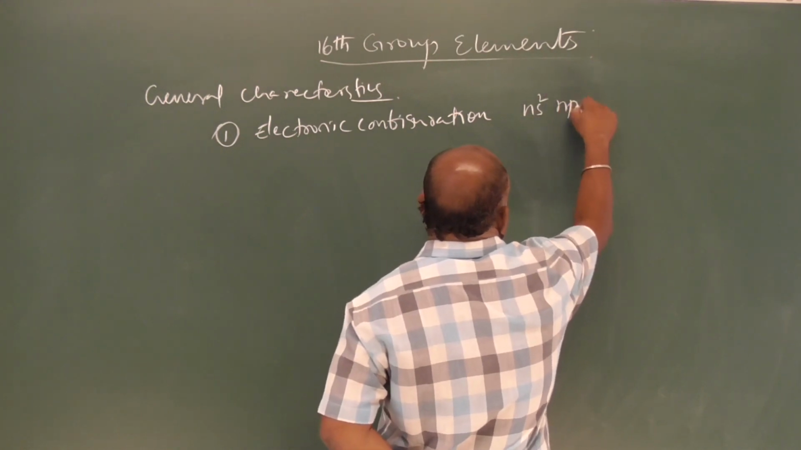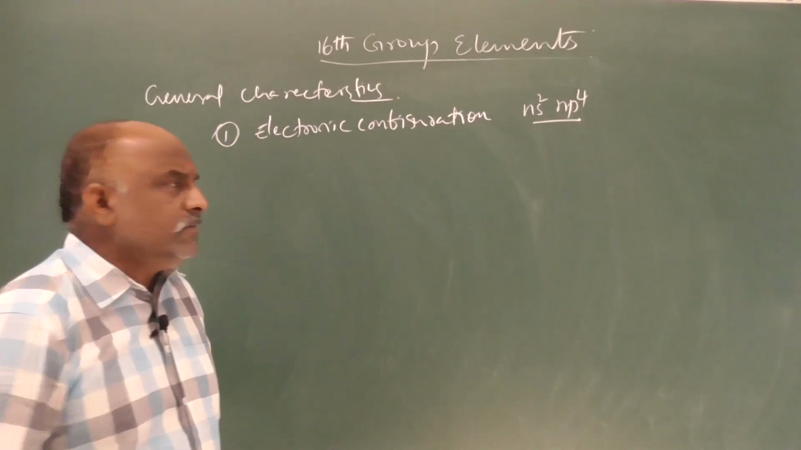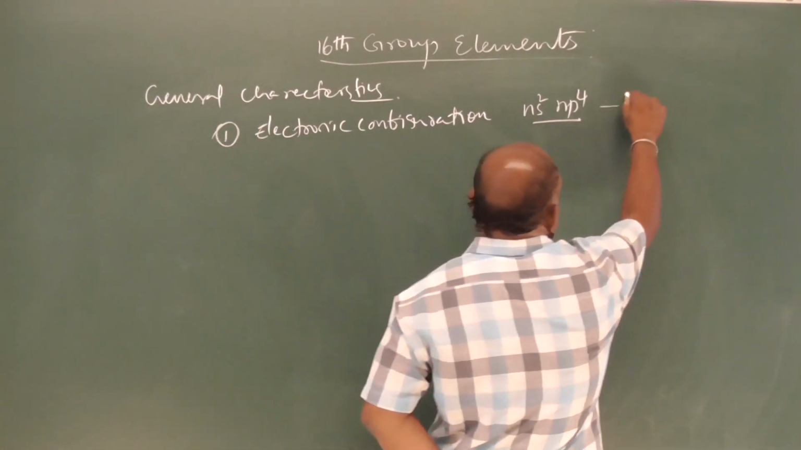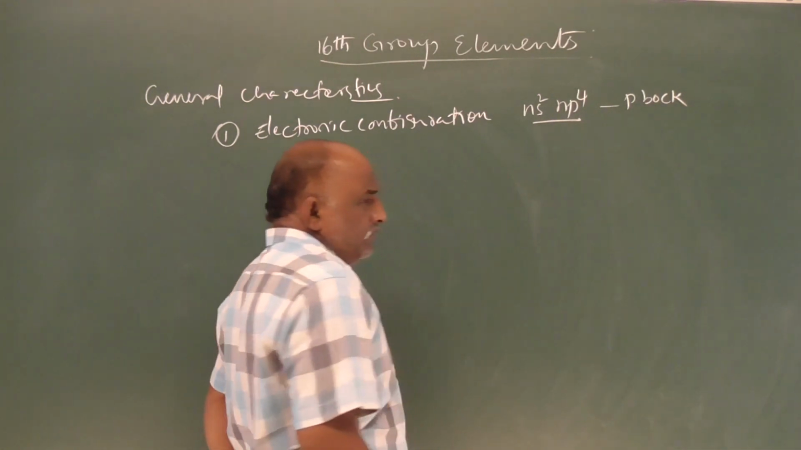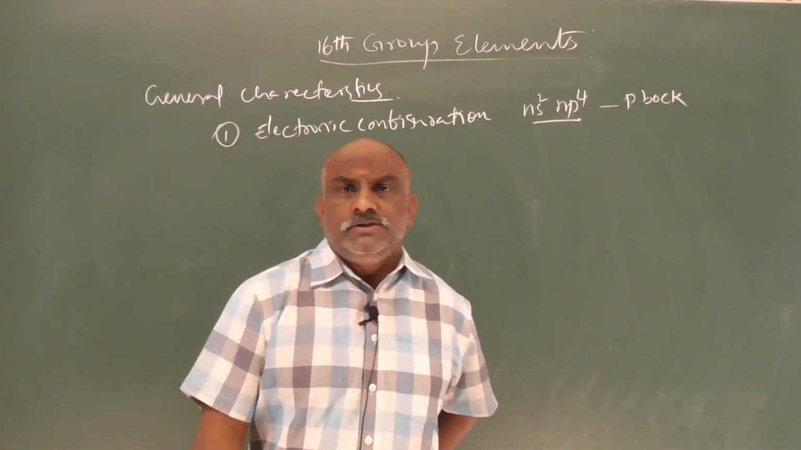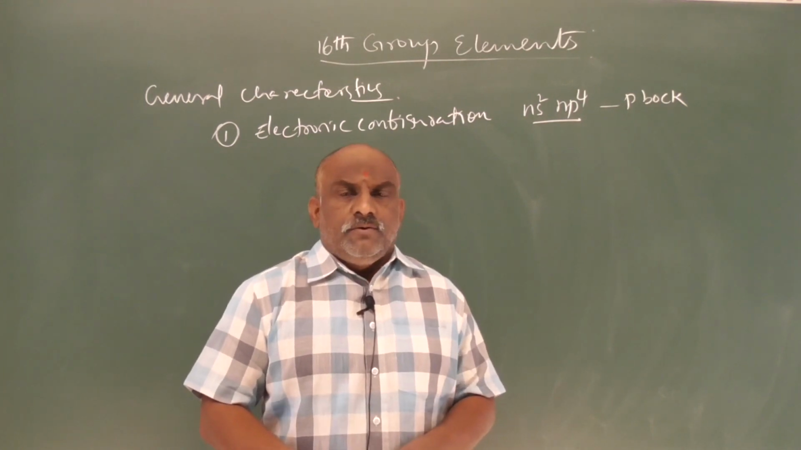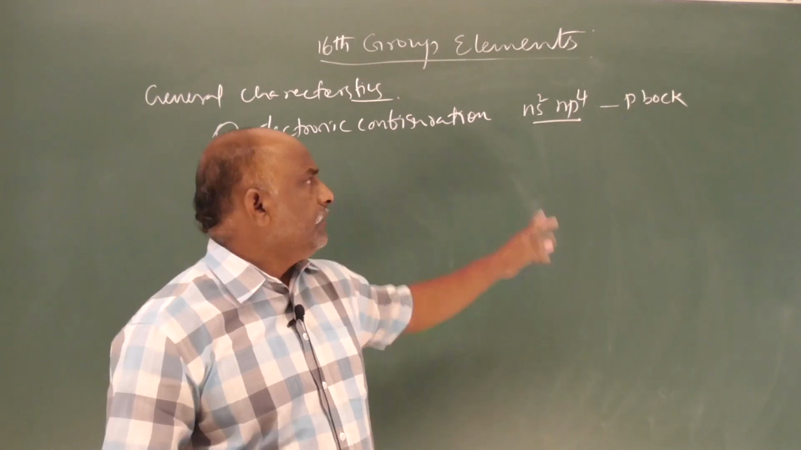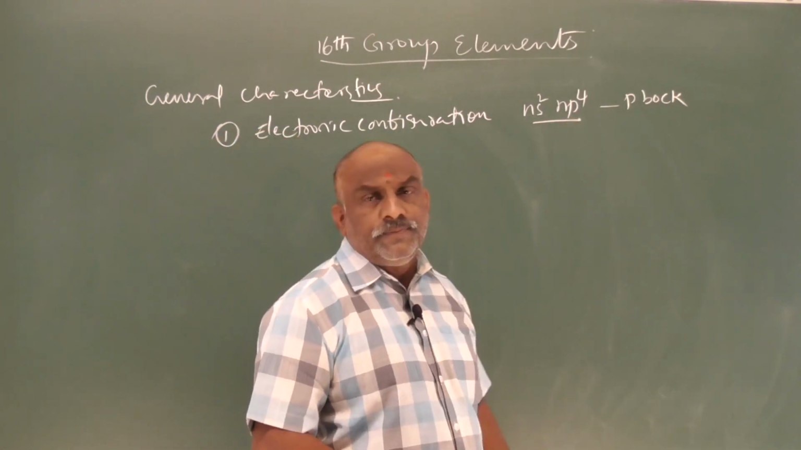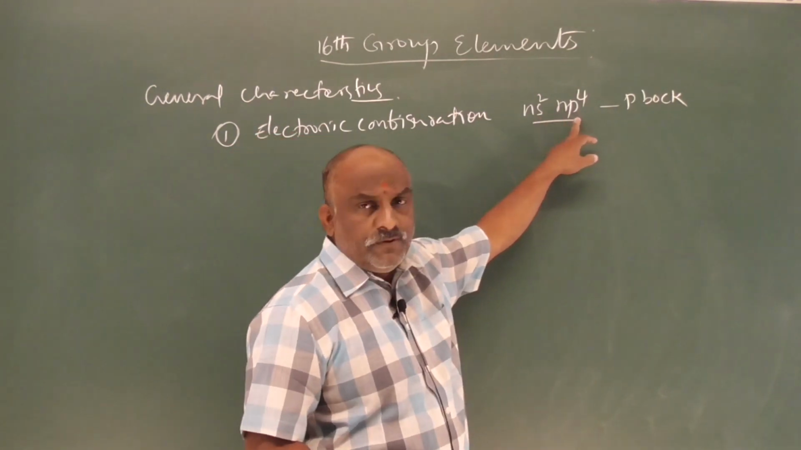ns2 np4. These group elements belong to the p block. The number of electrons present in the outermost shell is 6. It is not an octet configuration. For an octet, 2 electrons are to be gained. So, the general electronic configuration is ns2 np4.